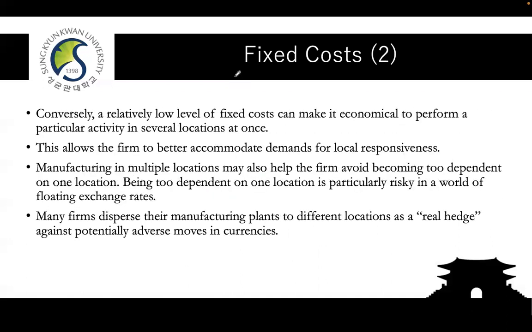But on the other hand, if the fixed costs are quite economical, then we could do it in many places. If we could manufacture in multiple locations, this could help us avoid being too dependent on one location. We diversify our production facilities and also production capabilities in many places. That would be safer, actually, if we could do it. But again, it depends on the fixed cost. If the fixed cost is relatively low or economical, then we could do it in multiple locations.